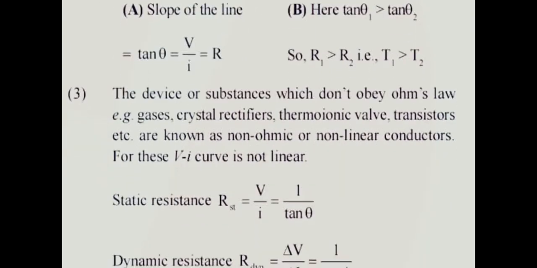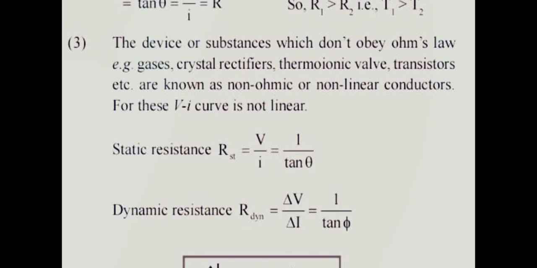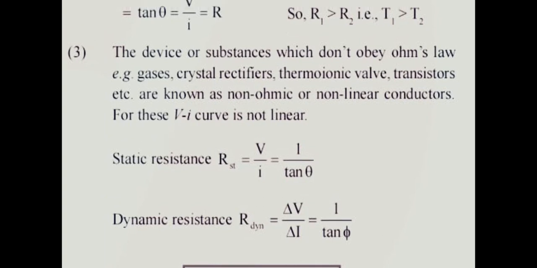Now the next thing is the devices or substances which don't obey Ohm's law. Examples are gases, crystal rectifiers, thermionic valves, transistors, and others. Those are known as non-ohmic or non-linear conductors. When a substance follows Ohm's law, it is known as ohmic. If it does not follow, it is called non-ohmic.